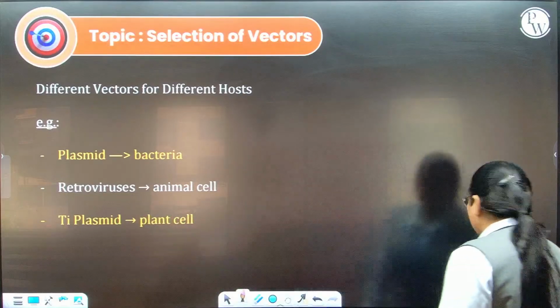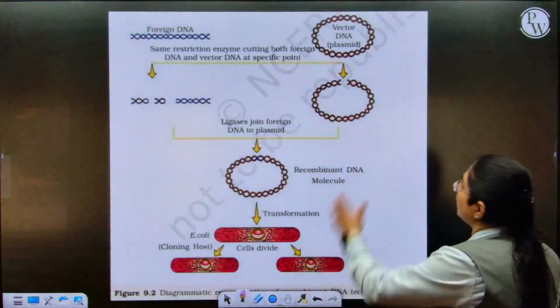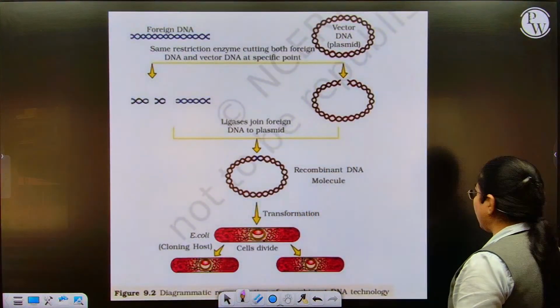So plasmid we've already studied in detail. This is again the same explanation of the entire thing.